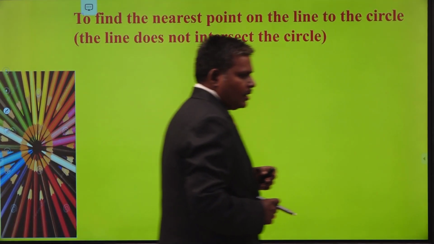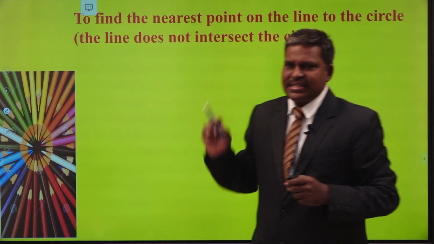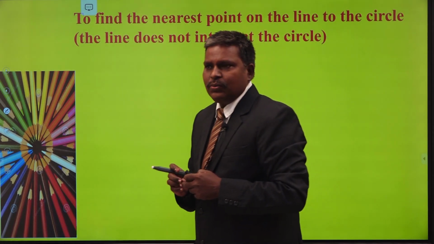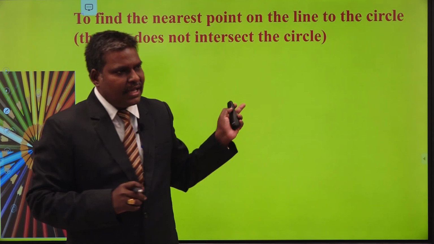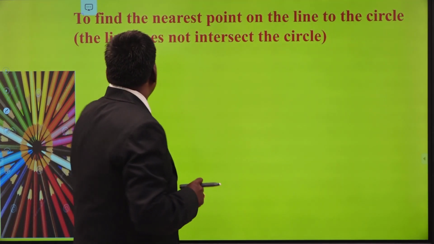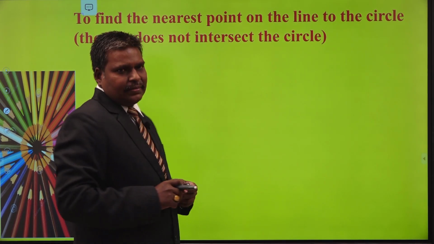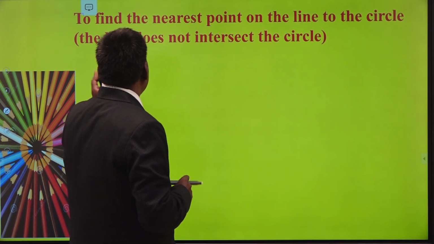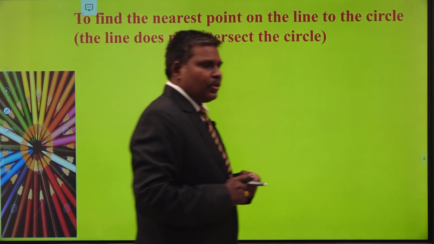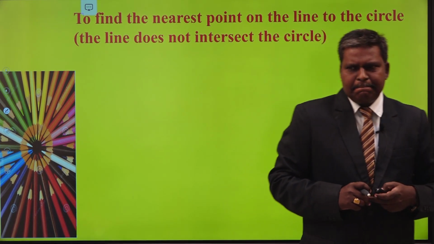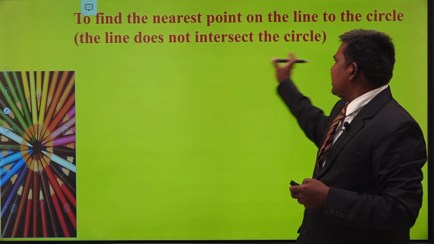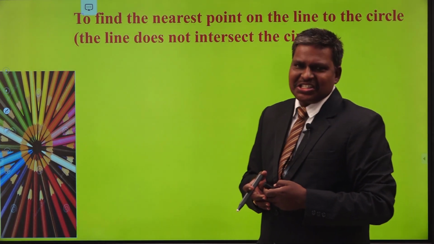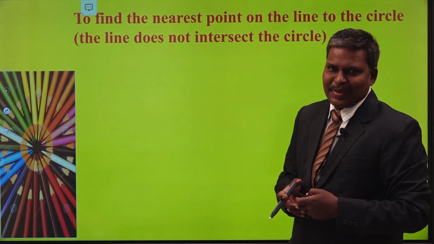See the other concept. This is also related to shortest and longest distances. In the previous concept, we had a point and a circle. Here, a circle and a line. We have to find the nearest point on the line to the circle. Your line is completely outside of the circle. If it intersects, what is the nearest point? The point of intersection will be the nearest point on the line to the circle. Am I correct or not?